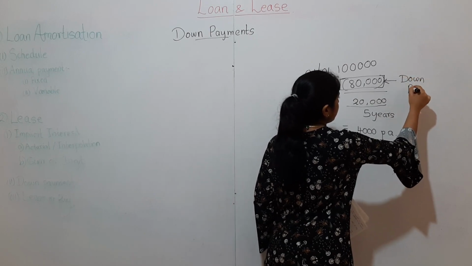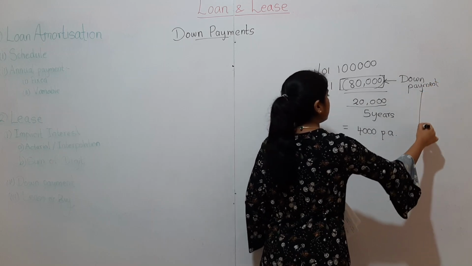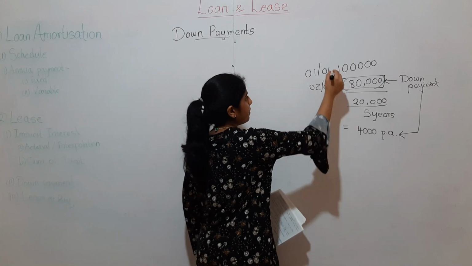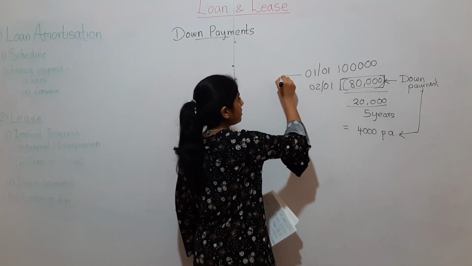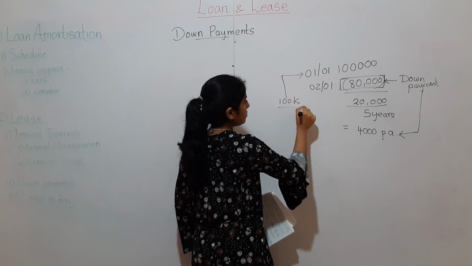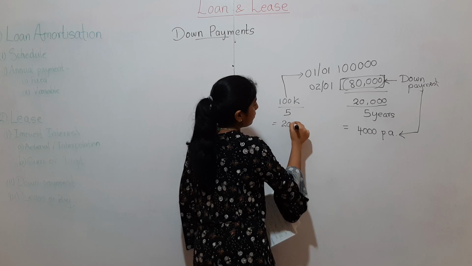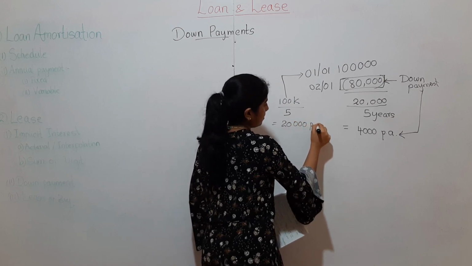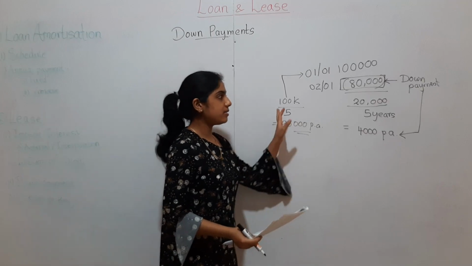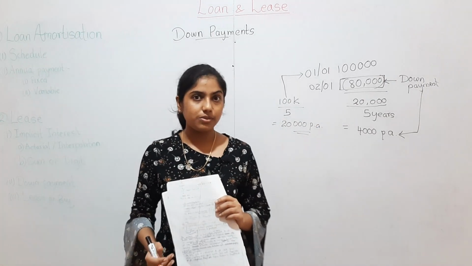Because of this payment, our annual repayment has reduced. If we were supposed to pay this 100,000 in 5 years, then it would be 20,000 every year. You see? So let's understand how it affects our amortization schedule.